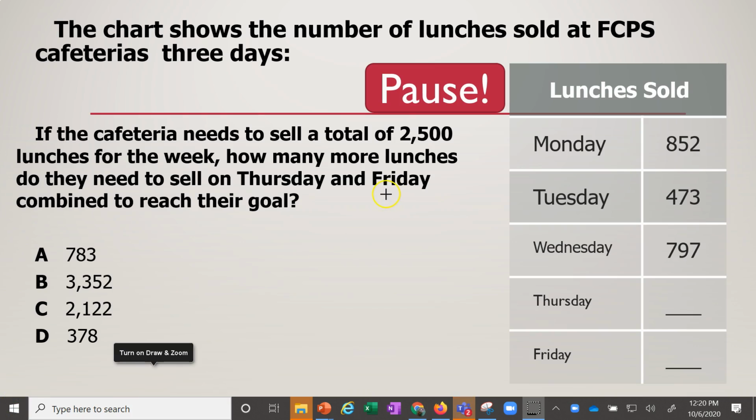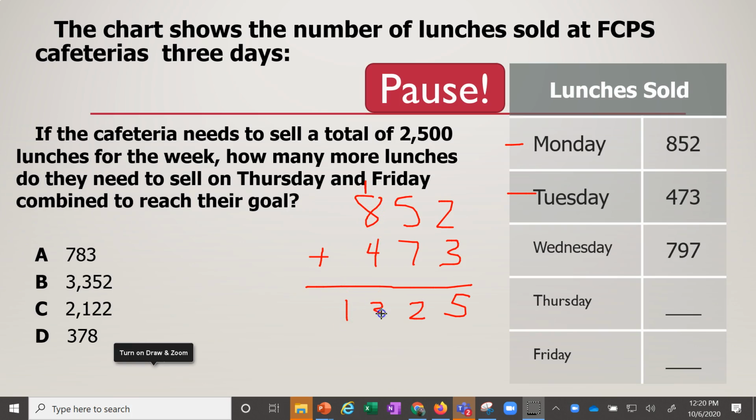All right, my friends, check your answers with me. So I'm adding Monday and I'm adding Tuesday. So I'm adding 852 plus 473. 5 plus 7 is 12. I'm going to bring the 1 up top here. 1 plus 8 is 9, plus 4 is 13. So Monday and Tuesday combined, they had 1,325 lunches. But I'm not done yet because I still know Wednesday. So I got to add Wednesday as well to get all the lunches done.